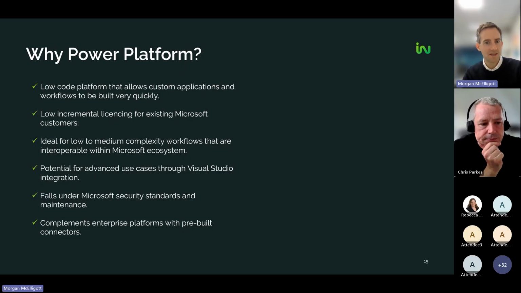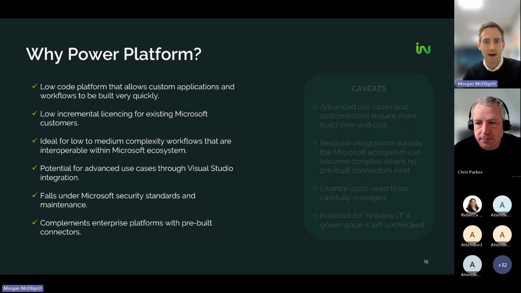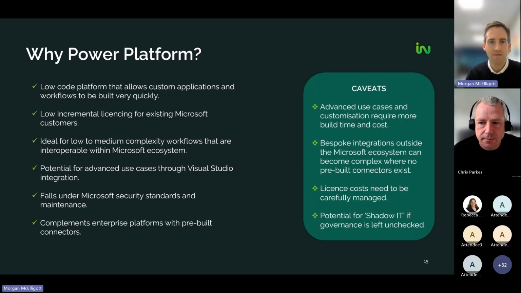Of course, it's not one size fits all. There are some caveats to be aware of. And I think the first one to call out, advanced use cases in particular can require extra customization, which might take more time and cost. And we would always say that organizations should weigh up the total cost of ownership here. Okay, license costs might be low, but is it going to require a lot of man hours to build the thing? So you need to weigh all that cost up front.